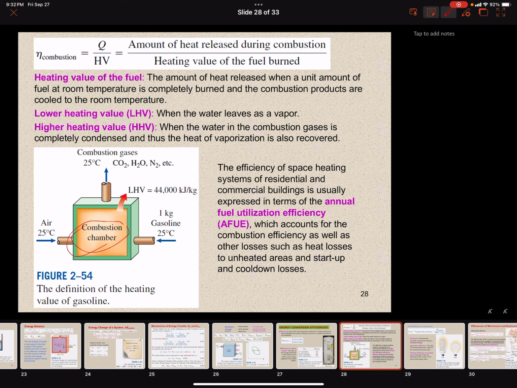For example, if the combustion chamber has an efficiency of 70%, that means 70% of the heat from the fuel is used to heat, for example, the car, or if it's a building, so how much is the efficiency of it. And this is the equation you can see: the amount of heat released during the combustion divided by the heating value of the fuel burned.